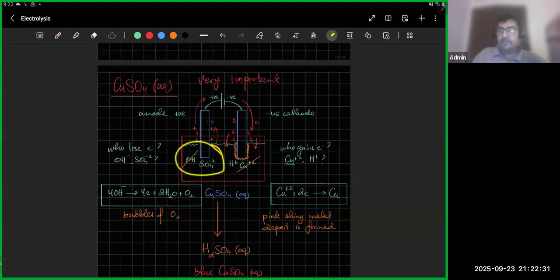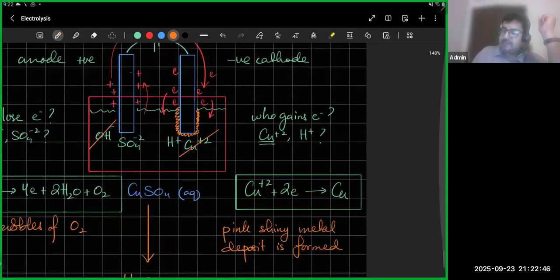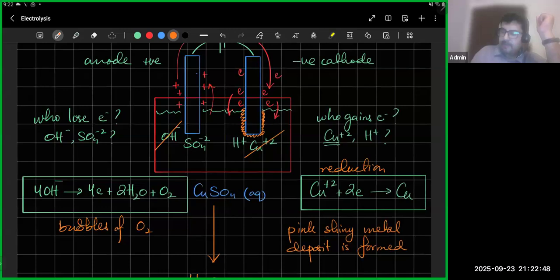They can ask you about the equations. Who's getting reduced and who's getting oxidized? Remember, gain of electrons, that's reduction. Gaining electrons, that is reduction happening. Gain of electrons, reduction, same word. Who's losing electrons? That's called oxidation.